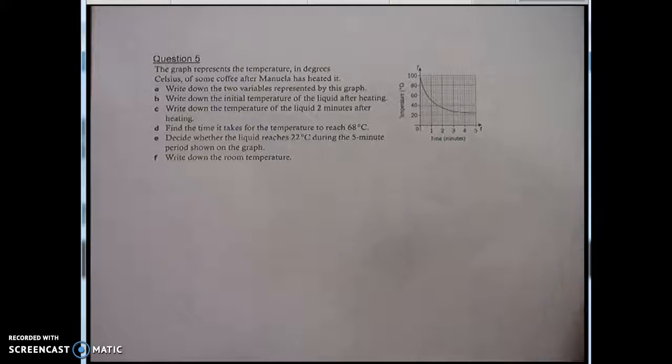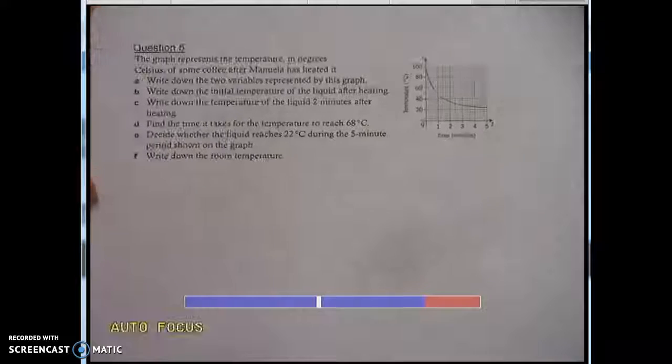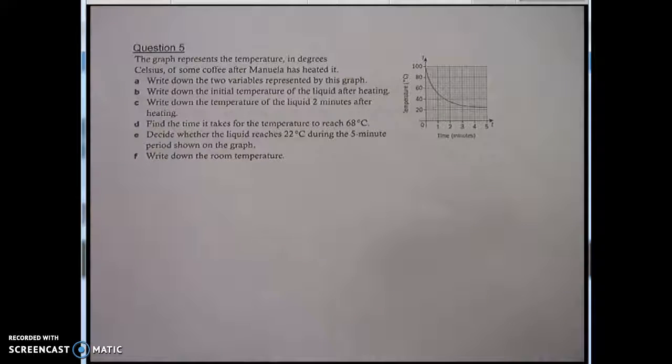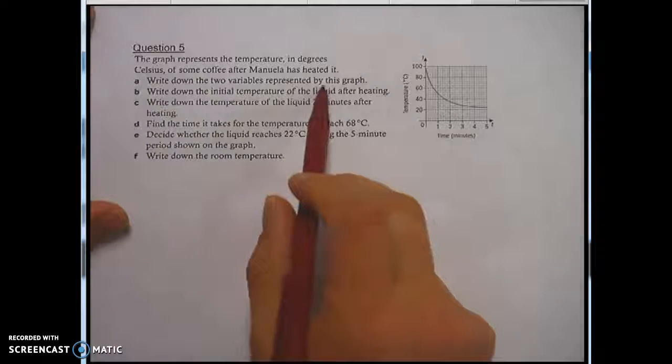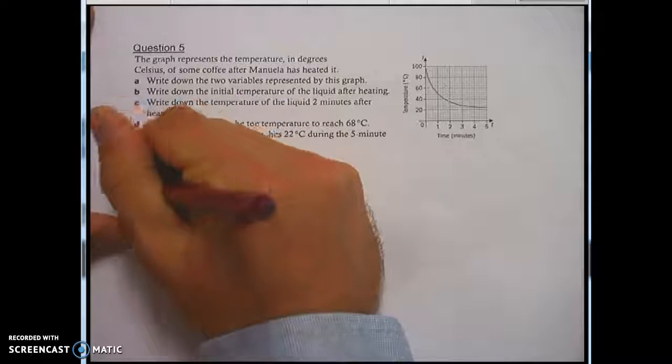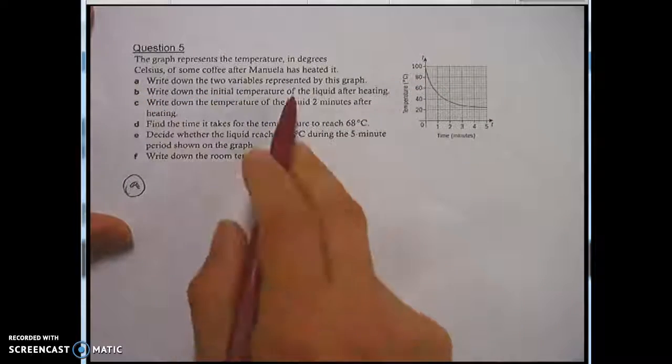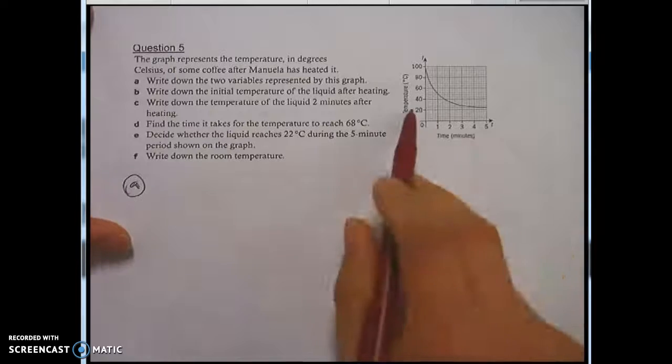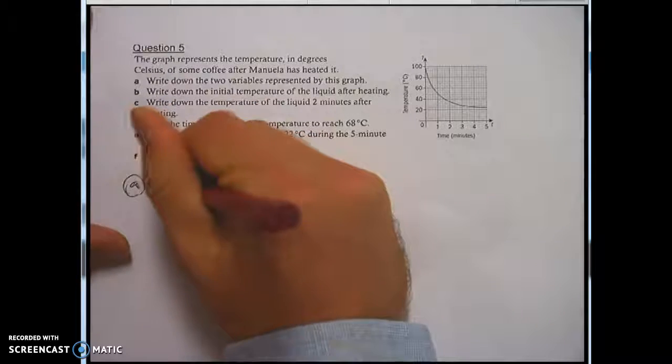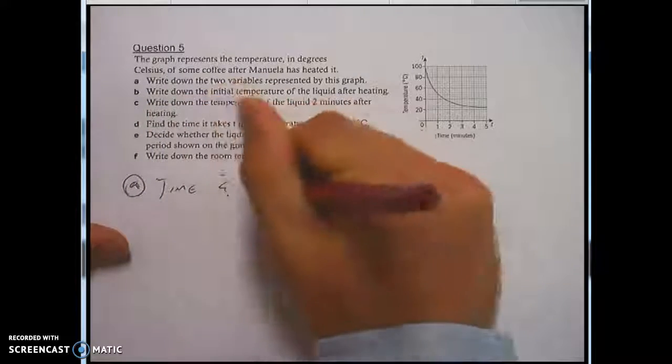Now, the first question I'm going to do is about interpreting graphs. It says the graph represents the temperature in degrees Celsius of some coffee after Manuela has heated it. Part A is write down the two variables represented in this graph. Well, that's just your x and y axes. That's time and temperature.